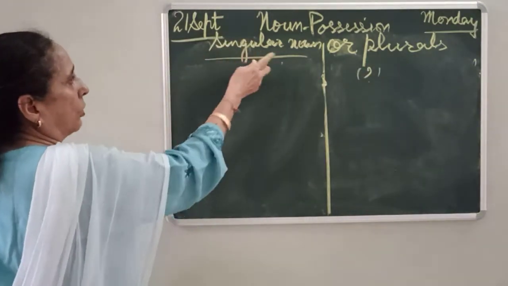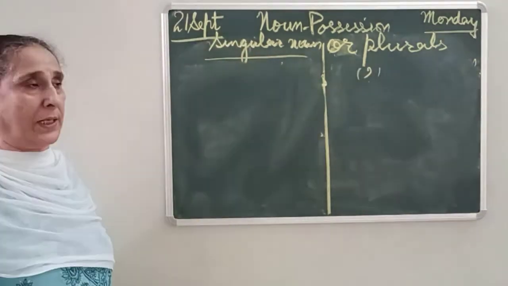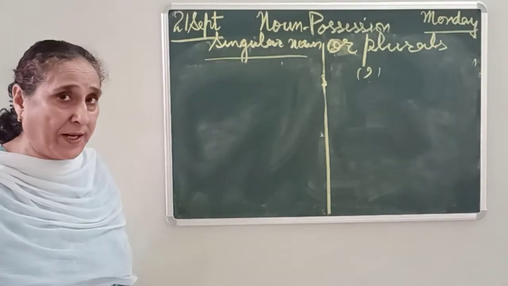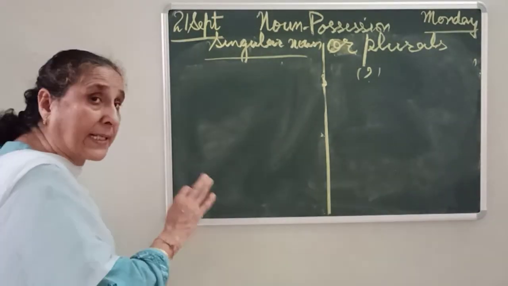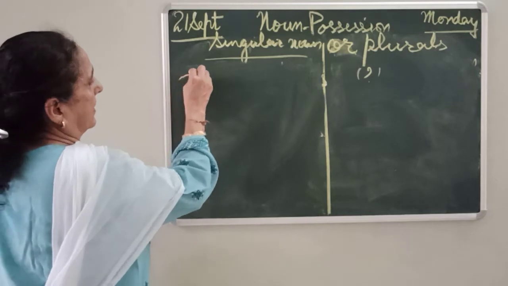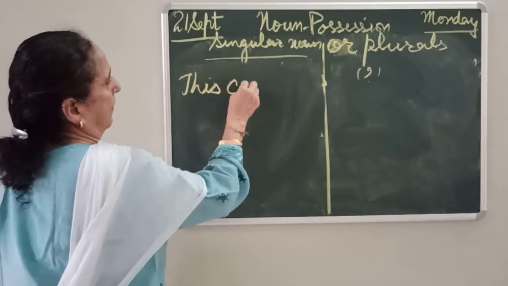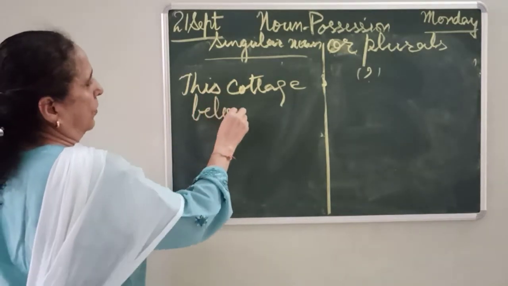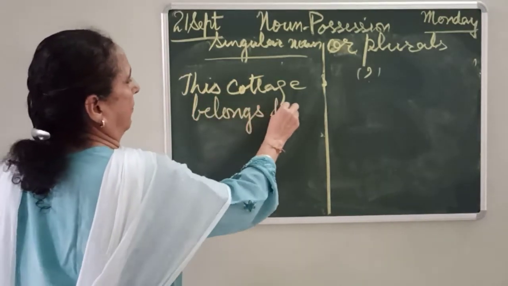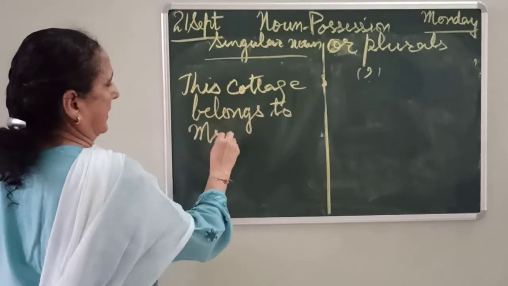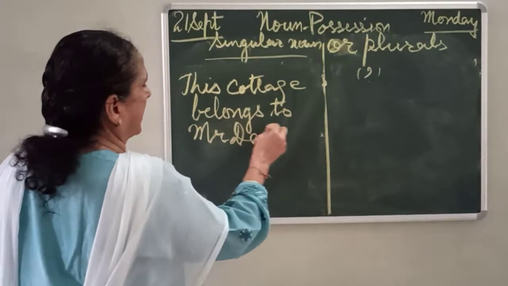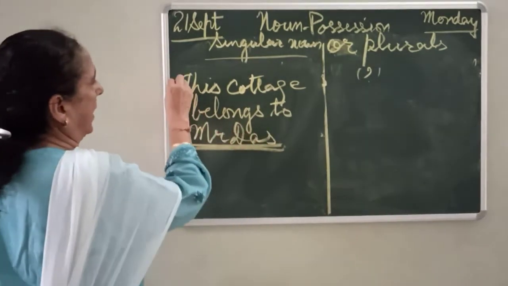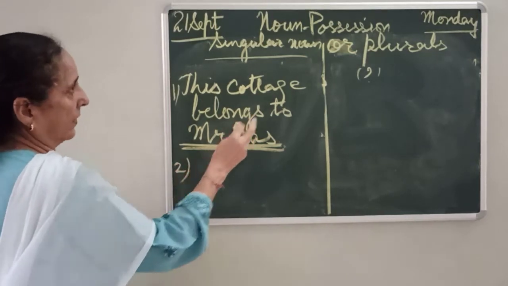See, you must be thinking that with a singular noun the teacher has told us to add apostrophe s, but what if the singular noun ends with s? See, this cottage belongs to Mr. Das. Okay, this is a singular noun.